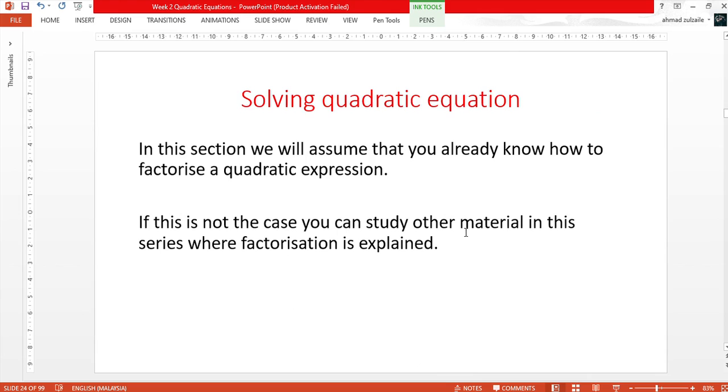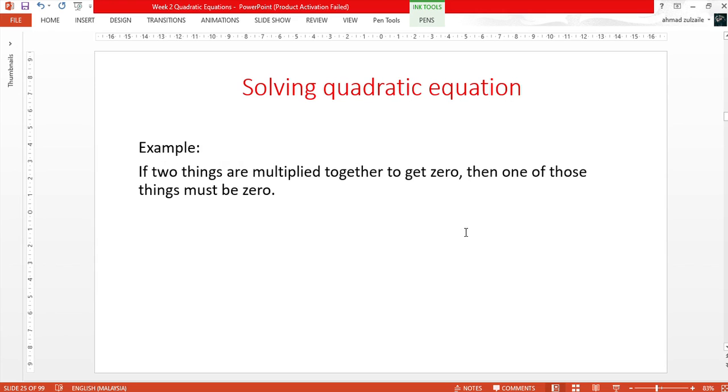Alright, next will be solving quadratic equations. In this section, we'll assume that you already know how to factorize the quadratic equation. Maybe you can use the special case, which is the difference between squares, or you can use your calculator in the mode of EQN to express your quadratic equation in factor form. If this is not the case, you can study the other material in this series where factorizing is explained, right? So for example, if two things are multiplied together to get 0, then one of those things must be 0.